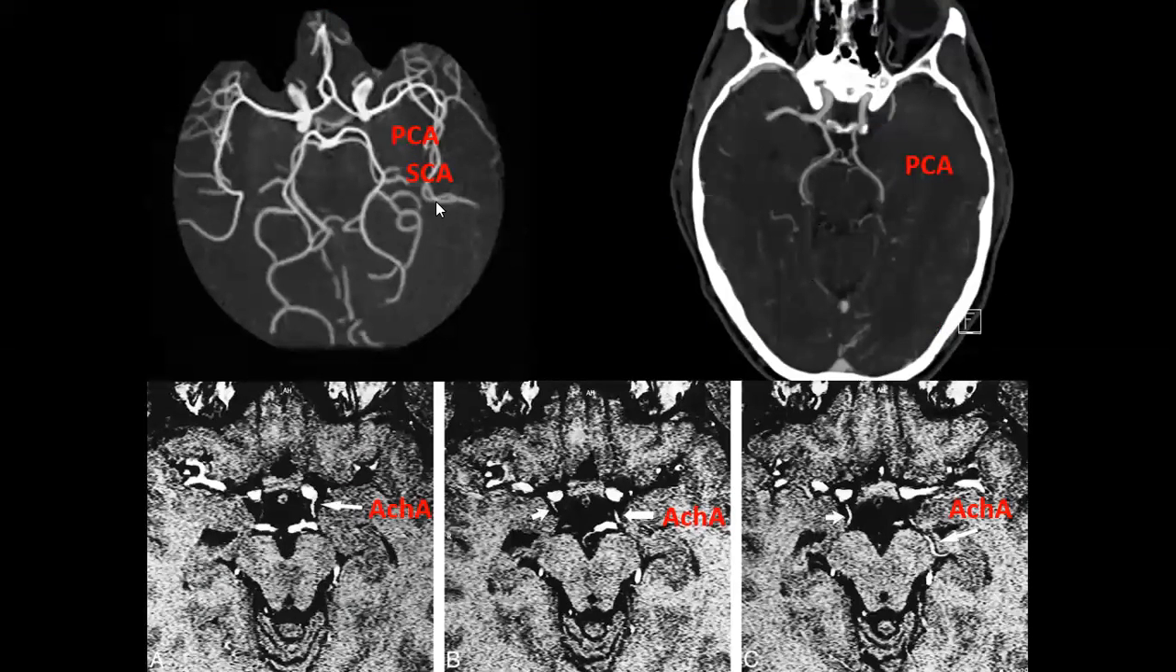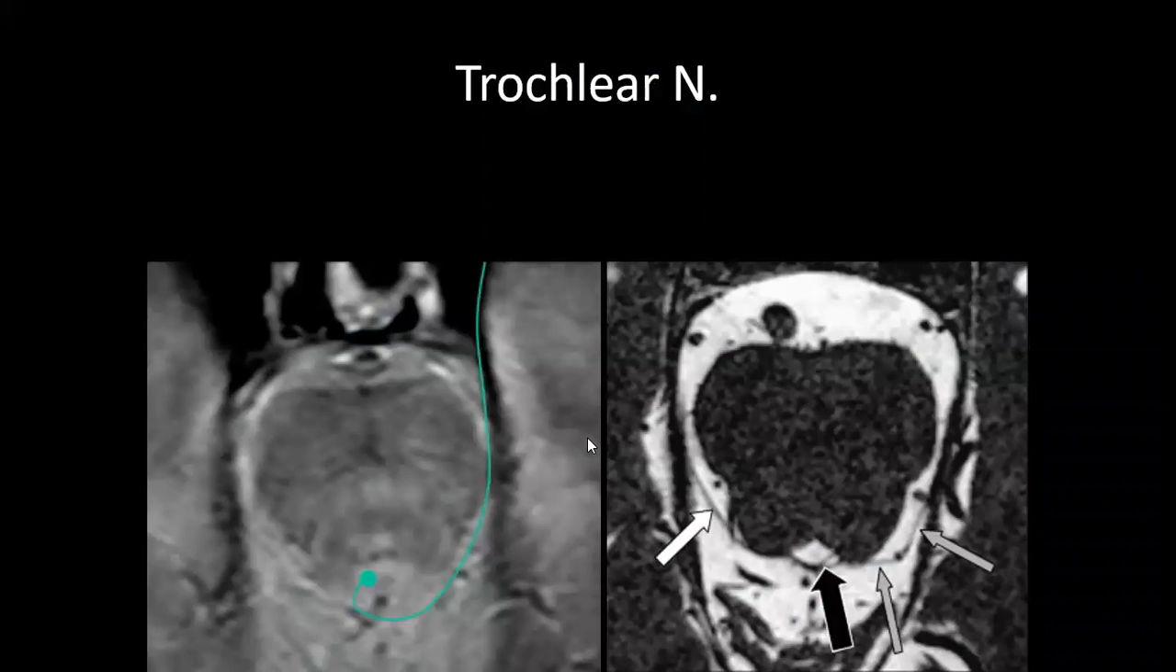This is CT angiography showing the posterior cerebral artery coursing in the crural cistern. This anterior choroidal artery branches from the posterior surface of the internal carotid artery as it courses through the crural cistern between the cerebral peduncle or crus cerebri and the uncus of the medial temporal lobe.